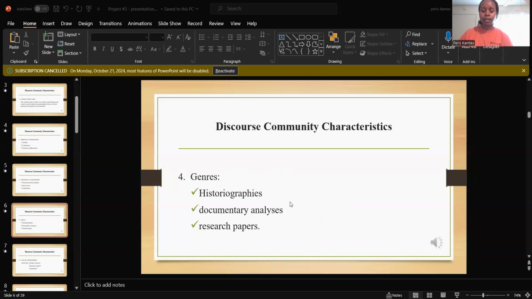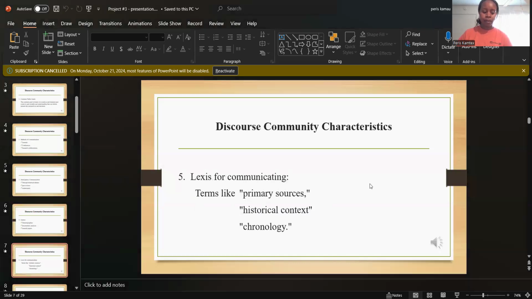The fourth one is journals. We have journals that include research papers, historiographies, and documentary analysis. And the fifth one is lexis for communicating, which includes research, which involves the use of terms like primary sources, chronology, and historical context.